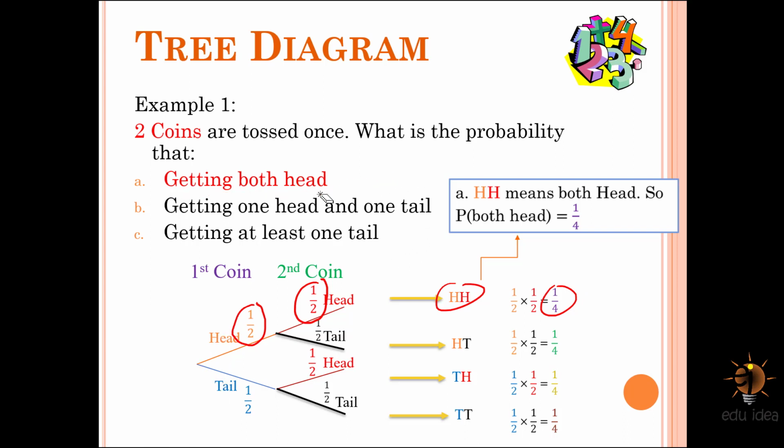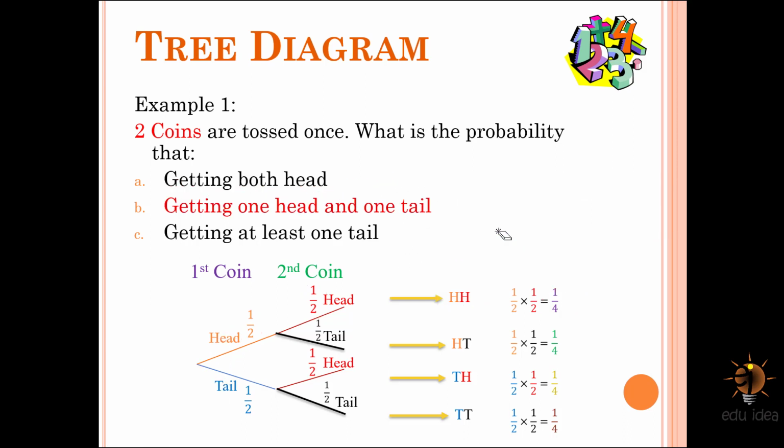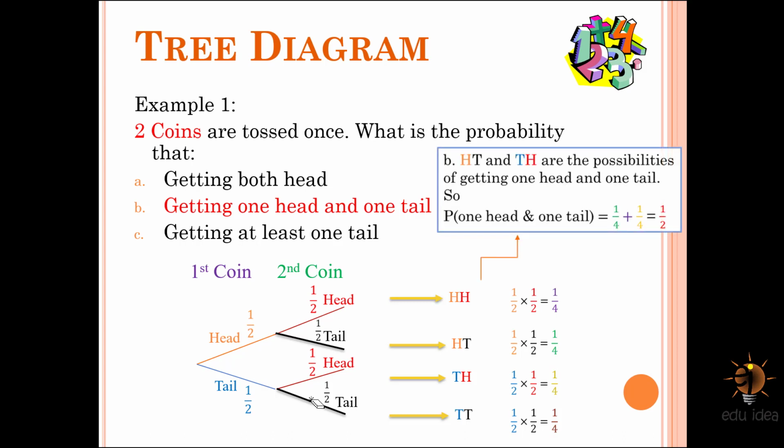So the next one is getting one head and one tail. One head and one tail can be, we have two of those: HT and TH. Both of these are one head and one tail.